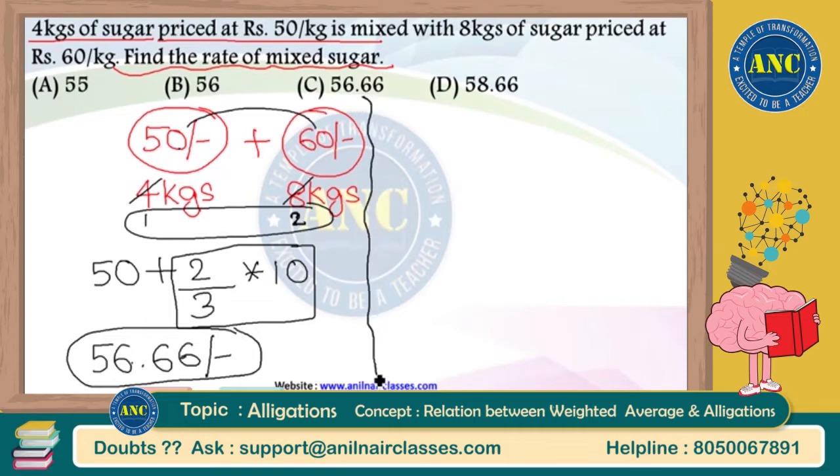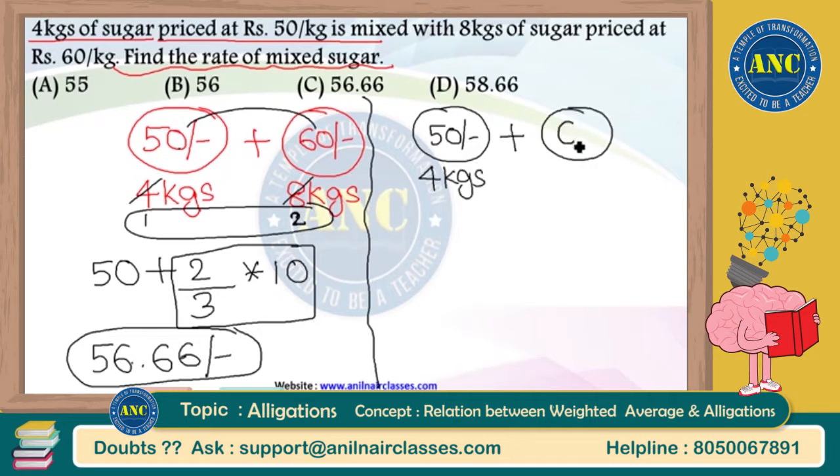Sir, can I do it the reverse way? Yes, definitely. 50 rupees is the price of the first quantity, 4 kgs, and 60 rupees is the price of the second quantity, which is 8 kgs. The average always lies between the lowest and highest values. That means the average is greater than the lowest and less than the highest. So it is 60 minus something. The highest is 60, so less than 60 means it is 60 minus something.